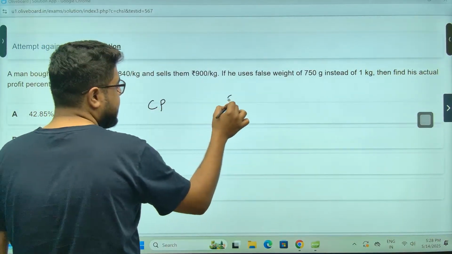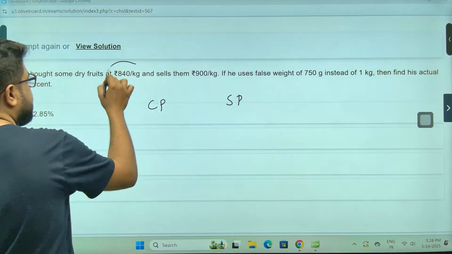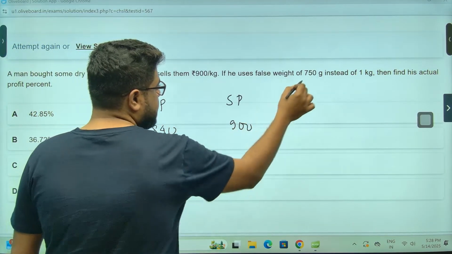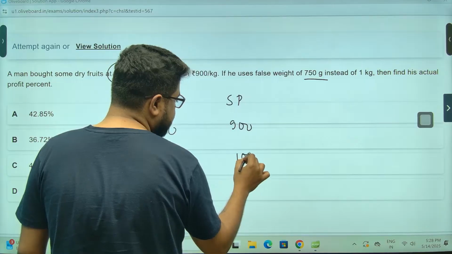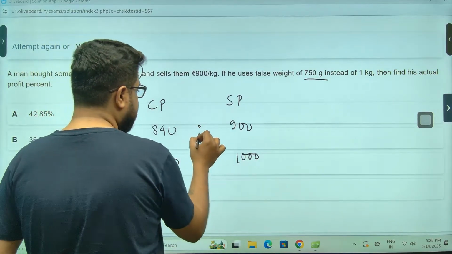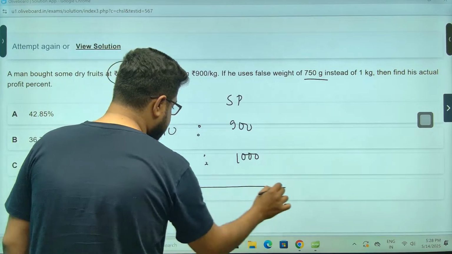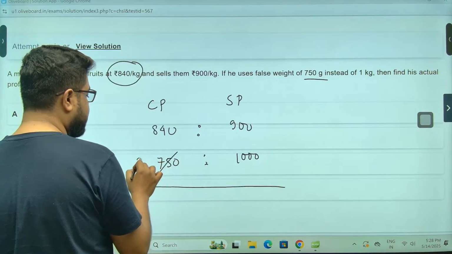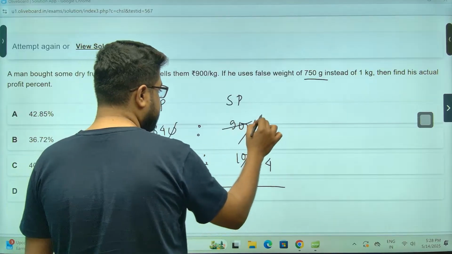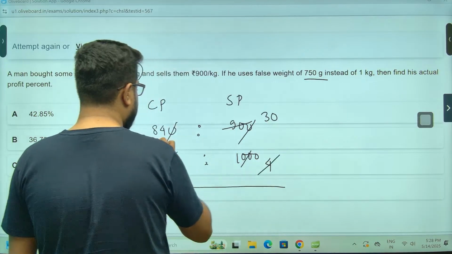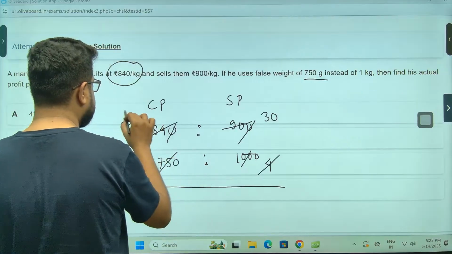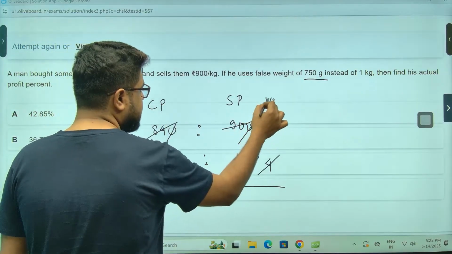CP SP, dishonest dealing, whenever you see CP SP. CP 840, SP 900. Sir, for 1 kg it means SP 1000, CP 750. Take the compound ratio, that is the net. Calculate: 25 threes are this, 25 fours are this, the zeros are gone, 33 zeros are this, 4, 4, 4, 21 are this. Done. Anything else? 7. This is 10, sir.